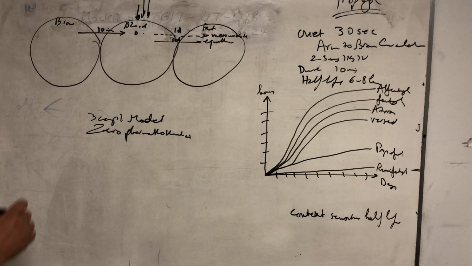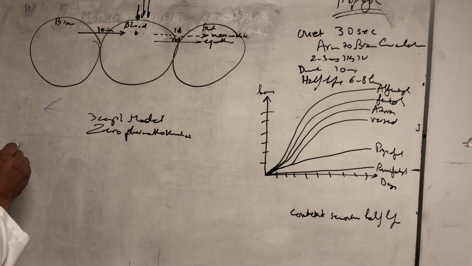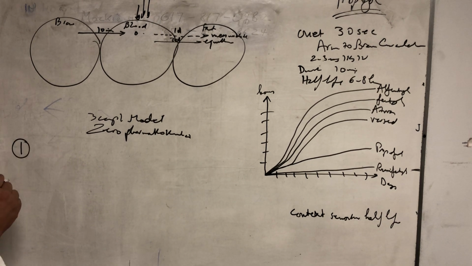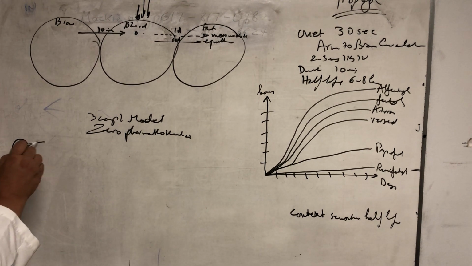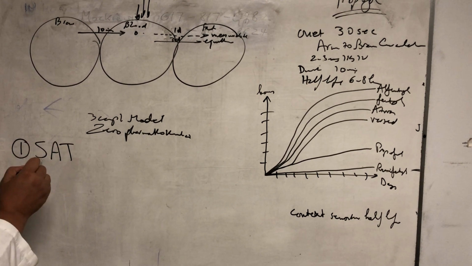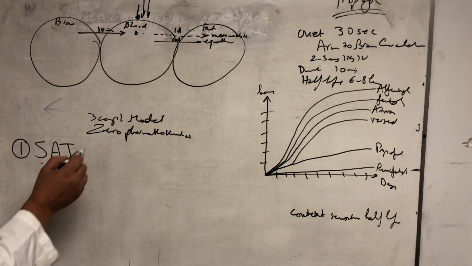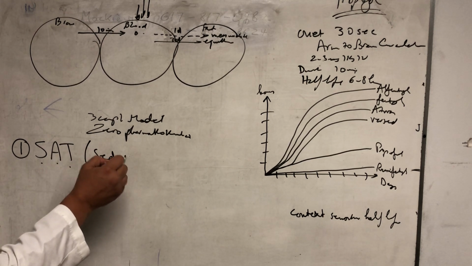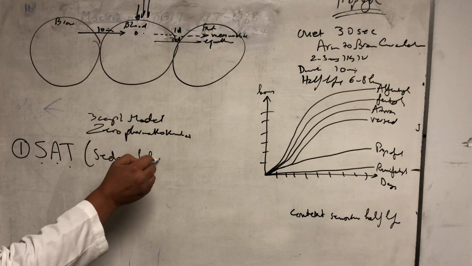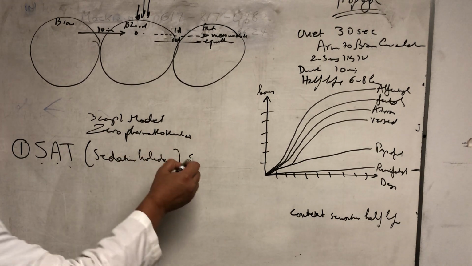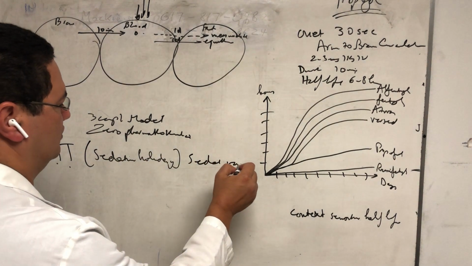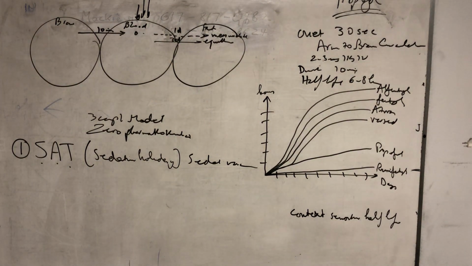So the first thing that came out of this, and you see this on the order set, by the way, is the sedation holiday, or SAT, spontaneous awakening trial. Some people call it sedation vacation, whatever you want to call it. This is where you stop the sedation and let the patient wake up and then see what happens, right? I was a resident before the sedation holiday.